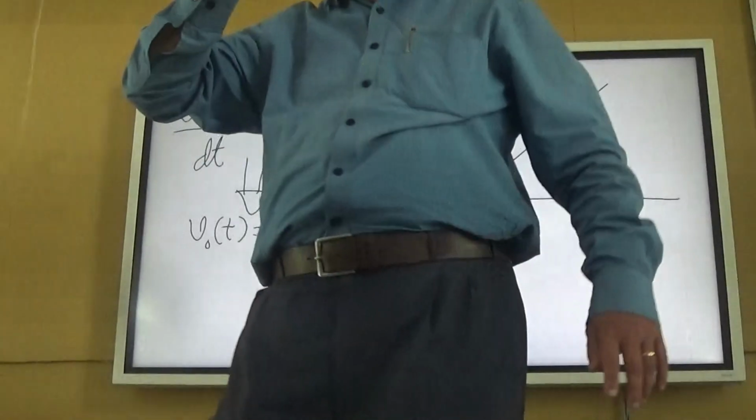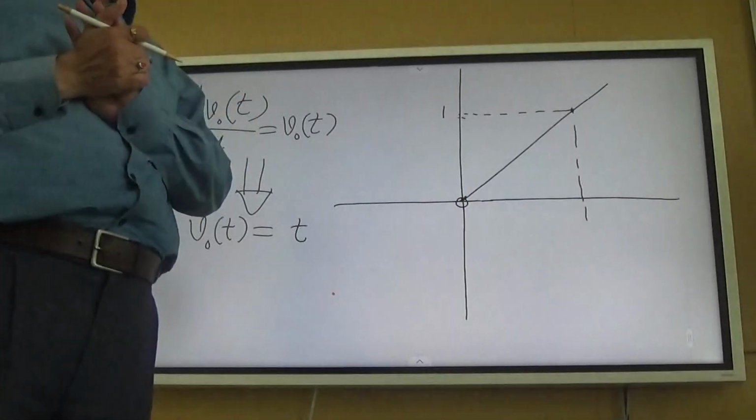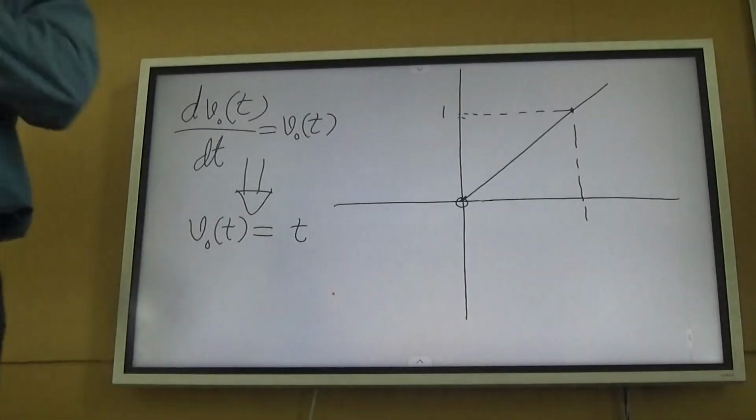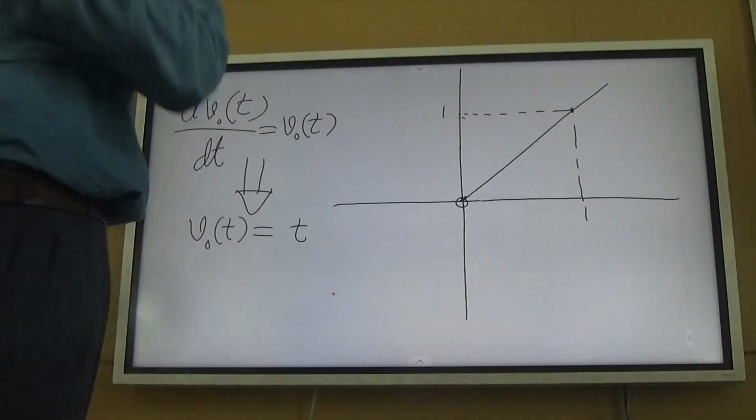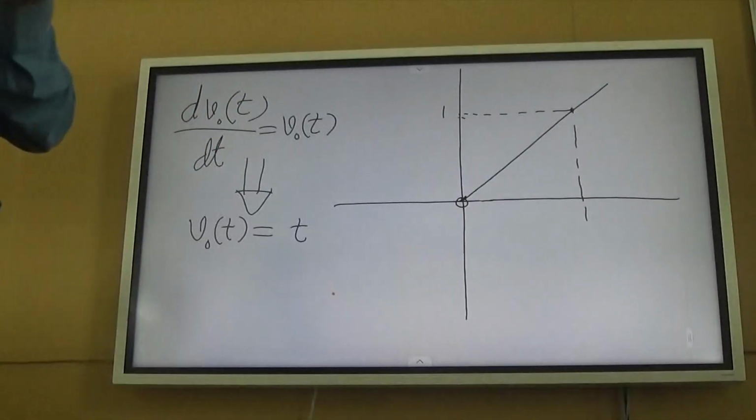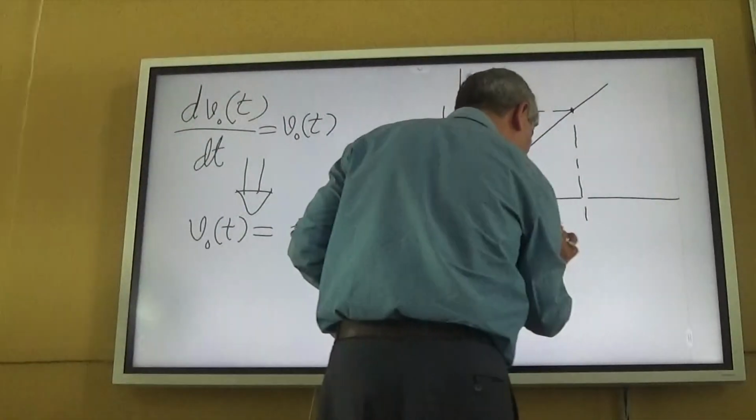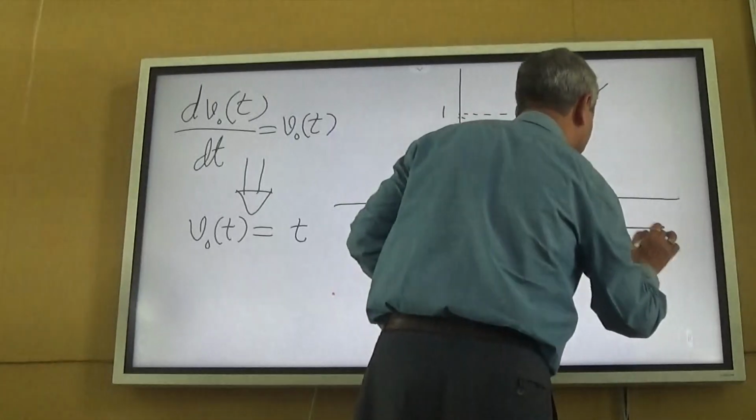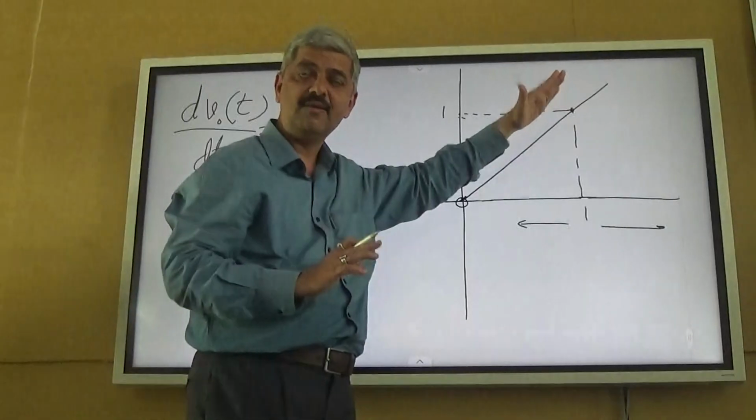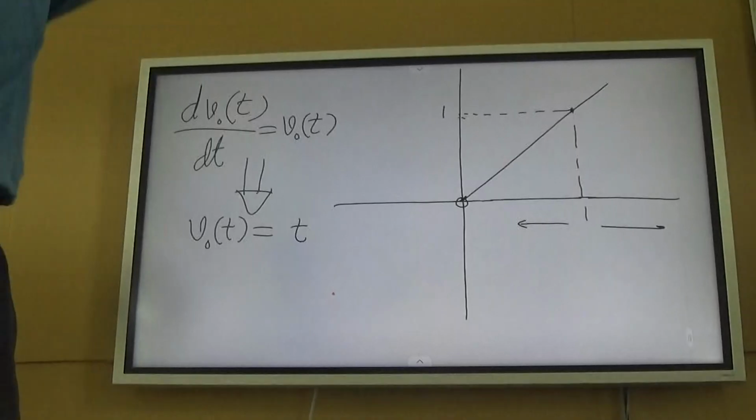And now you tell me: dVOT by dt equal to VOT is a differential equation. VOT equal to T is the presumed solution, which is wrong. How is it wrong? In the region before this, and in the region after this, this line is wrong. But it is wrong in different contexts, below 1 and above 1. How is it wrong?